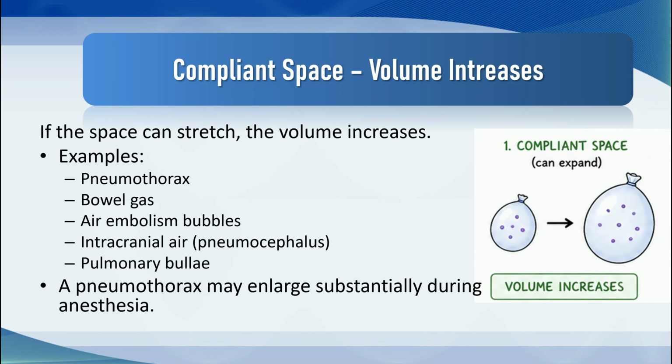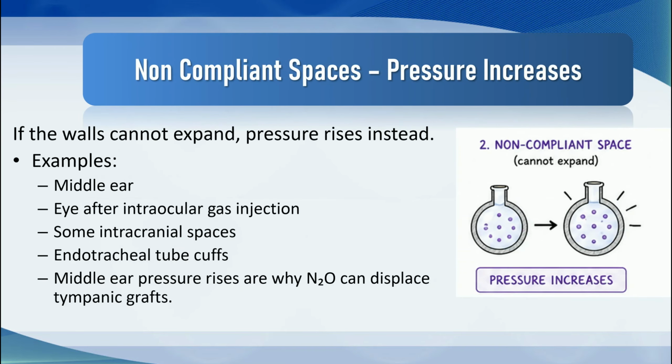If there is an air embolism, then the bubbles are bigger. If there is intracranial air, pneumocephalus will increase, pulmonary bullae will increase. Indeed, a pneumothorax may substantially enlarge subsequently during anesthesia. In non-compliant spaces, pressure increases, and that is really problematic. For example, in the middle ear, in the eye after intraocular gas injection, into some intracranial spaces, into the cuff of the endotracheal tube, just increasing the pressure on the membrane of the trachea.